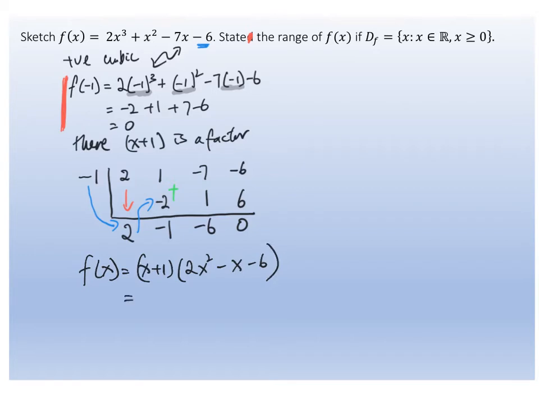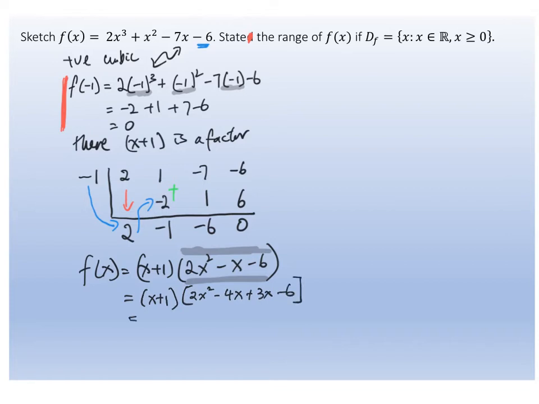Alright, so we can now actually factorize this bit. Factorizing 2x squared minus x minus 6, you know that you need to find two numbers which multiply to minus 12 and add up to minus 1. So the two numbers will be minus 4 and 3. If I rewrite this, I can split the minus x into minus 4x plus 3x minus 6.